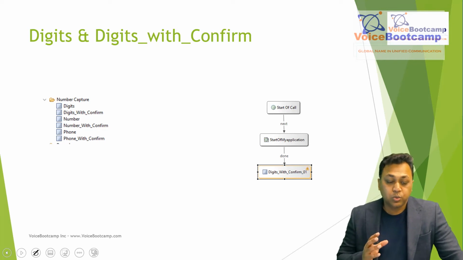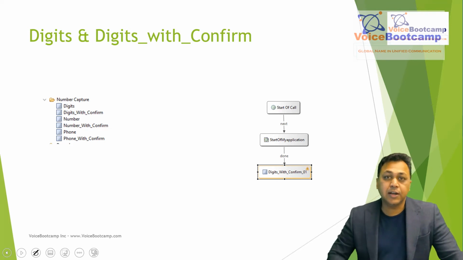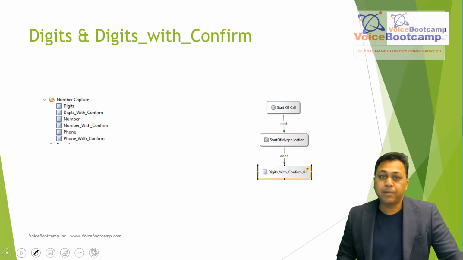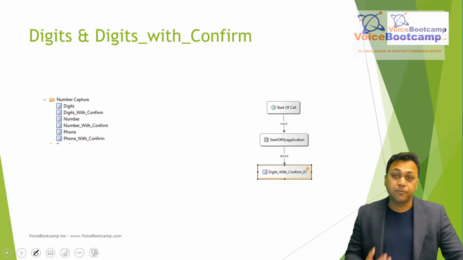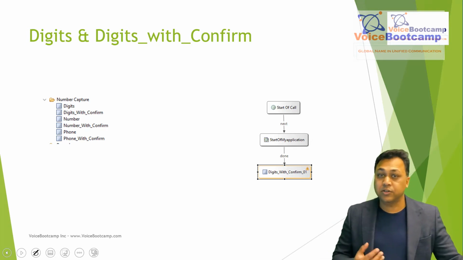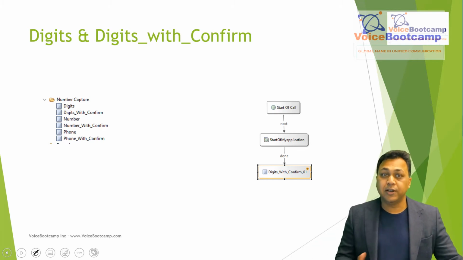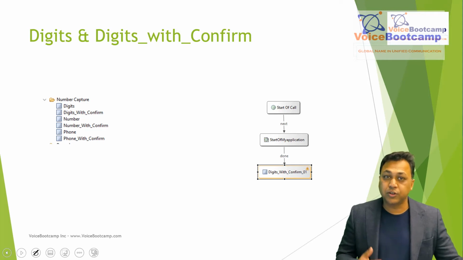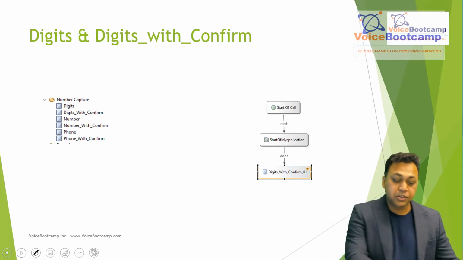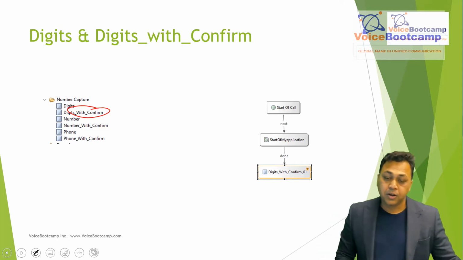Now, with the digit collection voice element, you will collect the digit and then you will continue to process it. But if you want the user to confirm that what they have entered is correct, meaning they will have to press 1 to confirm it, or any other number to say nope, this is not correct, so that they can retry, then you must use digit with confirm. I will show you how to use both of them as we go through this.